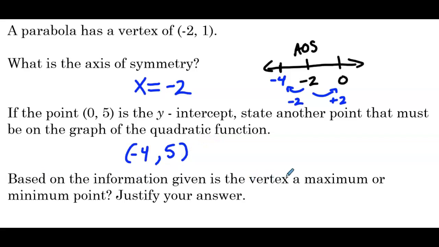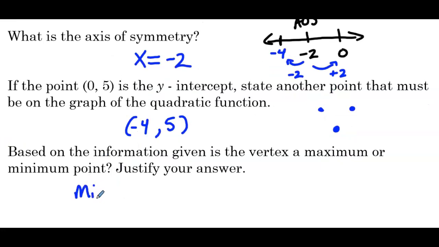Based on the information given, is the vertex a maximum or minimum point, and justify your answer? Well, if we were to plot the 3 points that we have, we'd plot (-2, 1), (0, 5), and (-4, 5). Well, these 2 points, the symmetric points, have y values that are larger than the y value of the vertex, so these 2 points would be above the vertex. Right? Those 2 points would be above the vertex, which means the vertex, the turning point, is going to be the minimum point on the graph.